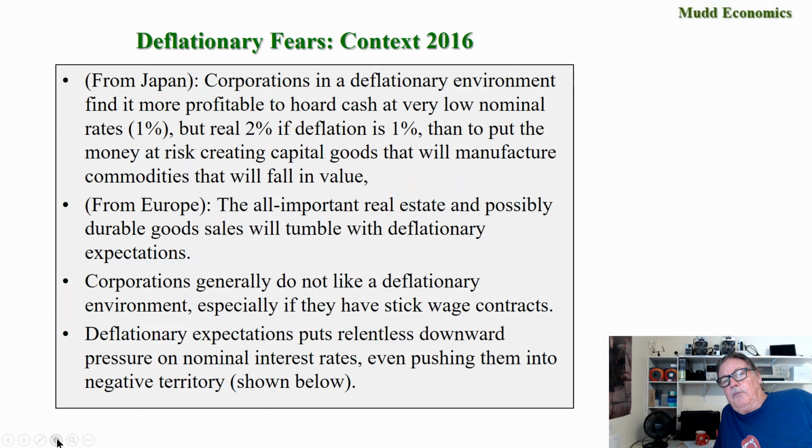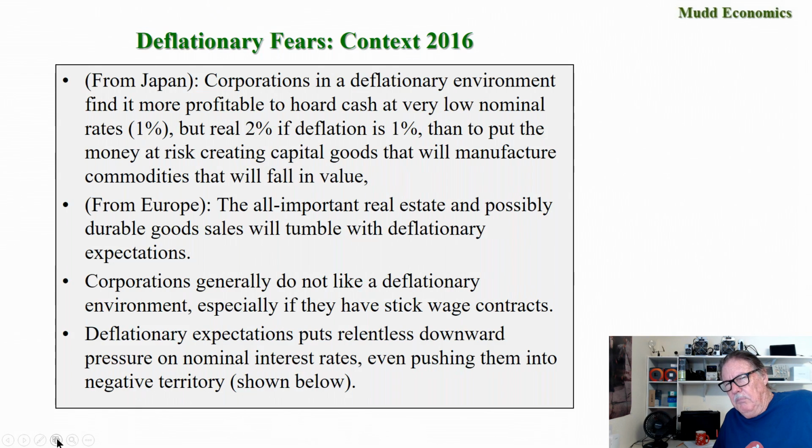So corporations in Japan slowed down their spending a lot and just hoarded their cash. In Europe, the all-important real estate and durable goods sales tumble with deflationary expectations right down to zero. And we saw German Bundesbank 10-year note rates drop into negative interest rates. And then again, corporations here don't like a deflationary environment if they have sticky wage contracts. That should say sticky, not stick, wage contracts. And these deflationary expectations put relentless downward pressure on nominal interest rates, even pushing them into negative territory, which we will look at a little bit later.